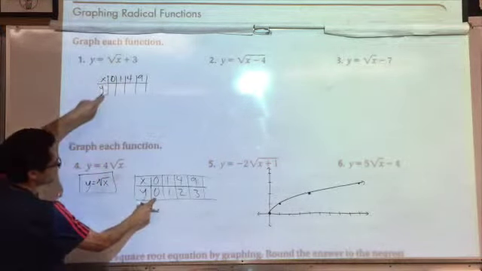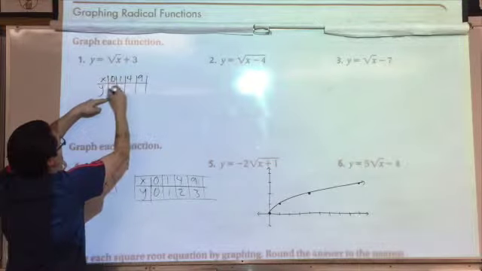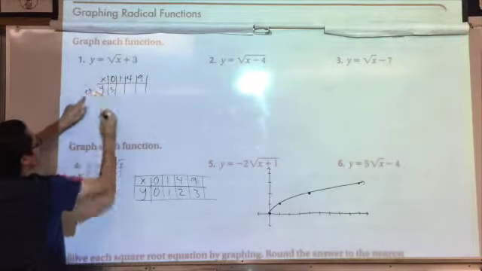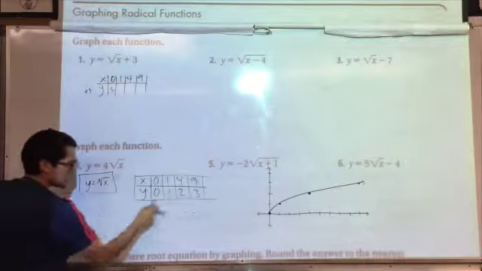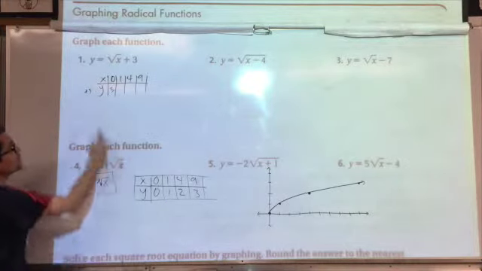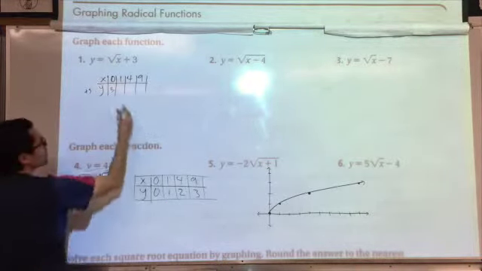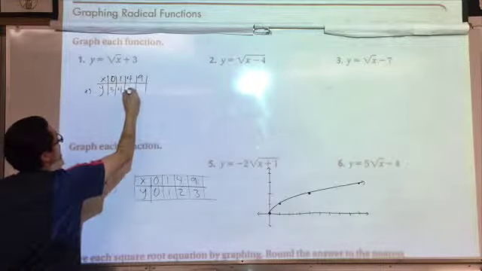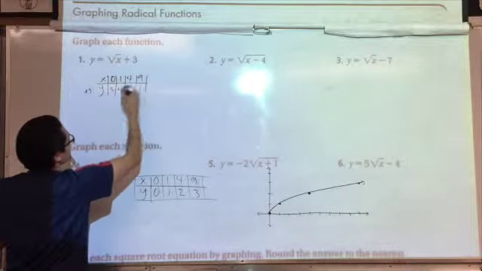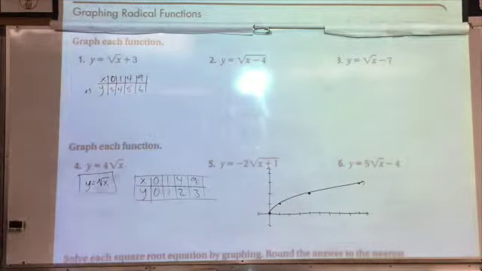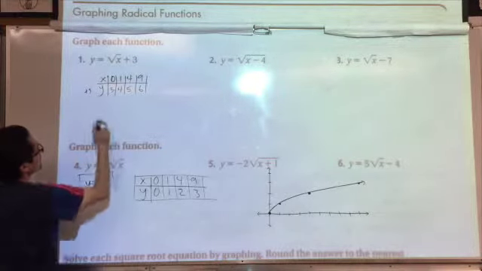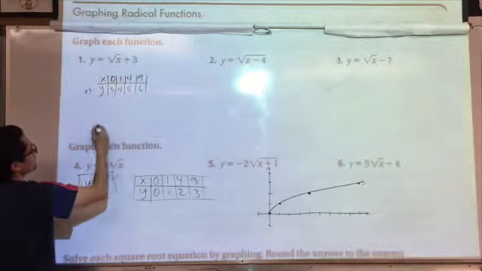So the first one is going to be 0 plus 3, which is 3. We're adding 3, that's what it's telling me to do. From these numbers, from the parent function table, to these, we add 3. 1 plus 3 is 4, 2 plus 3 is 5, and 3 plus 3 is 6, and I'm done. That's my new table, and so my graph will look like this, 3, 4, 5, 6.